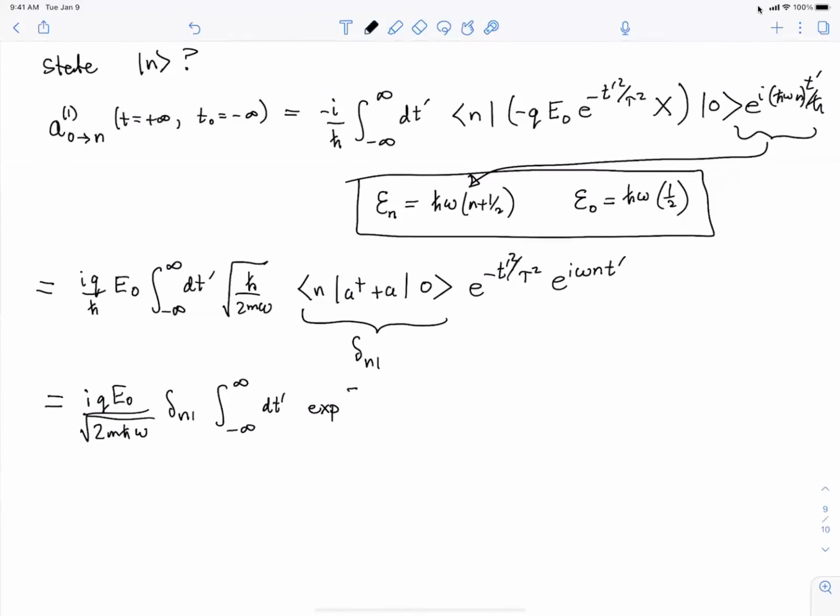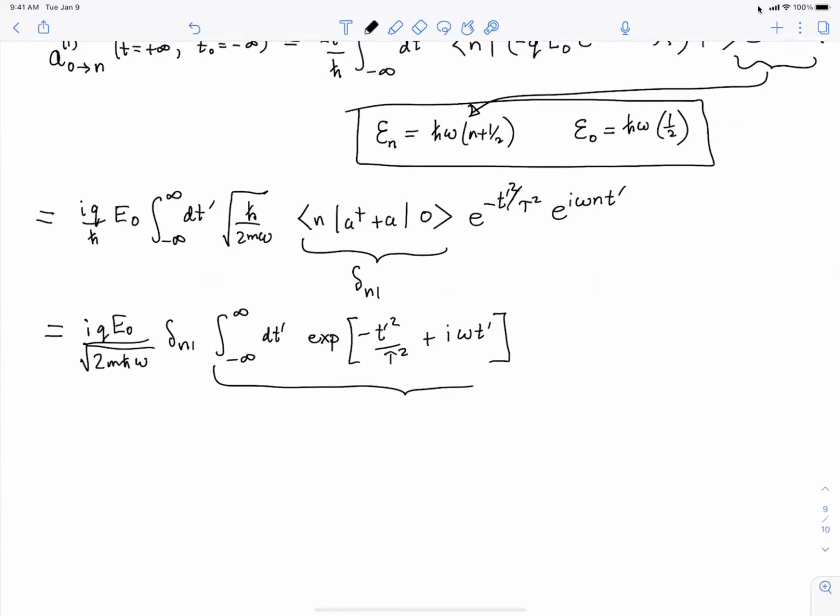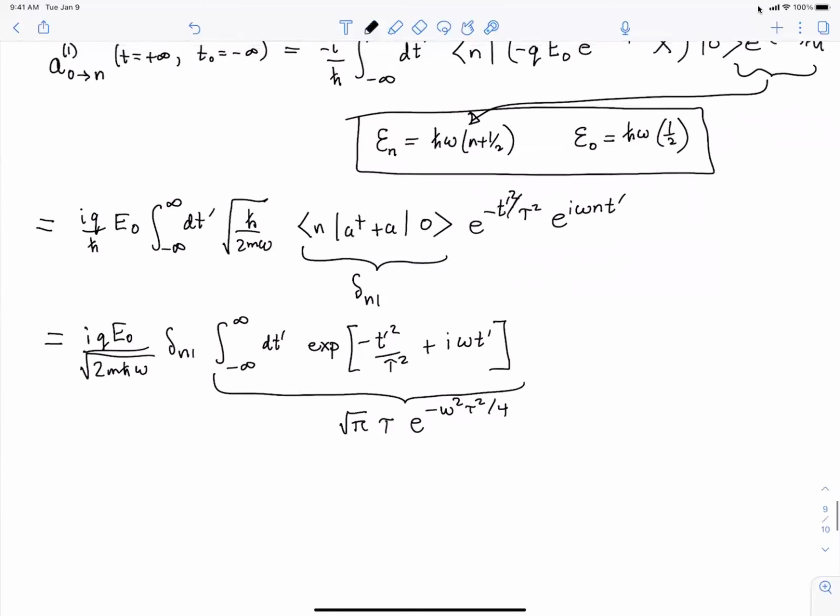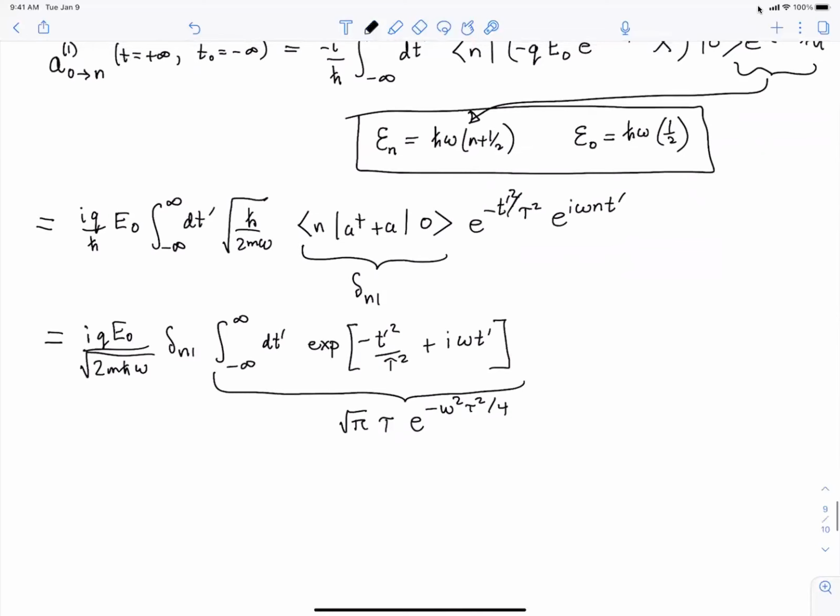So it's the exponential of minus t prime squared over tau squared plus i omega t prime. Omega is the omega for the oscillator. Okay, and if you compute that integral, it turns out to be the square root of pi times our time constant tau. Tau is really controlling how fast we turn the electric field on and off. That's times an exponential of minus omega squared tau squared over 4. Okay, so we've successfully computed the transition amplitude. And now to get the probability, we just have to square it.